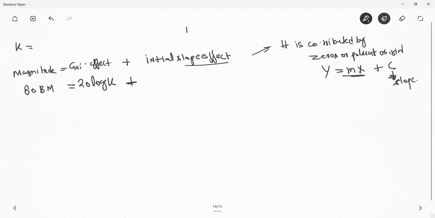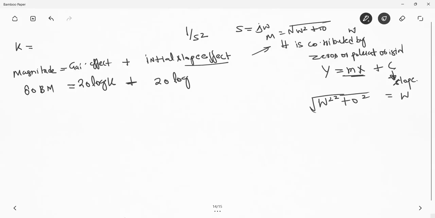So how many zeros are there at origin? We saw 1 by s square, right? So s you have to replace by j omega. In this case you just take the magnitude, 20 log of the magnitude. The magnitude of s would be omega, but here we have s square, so it would be the square root of omega square squared plus 0 squared, so that would be omega square. So this would be 1 by omega square, right?